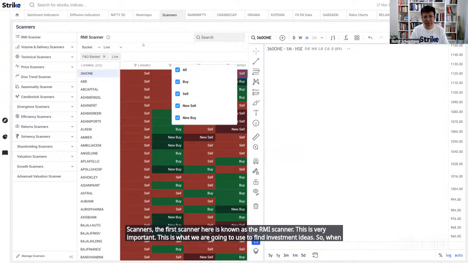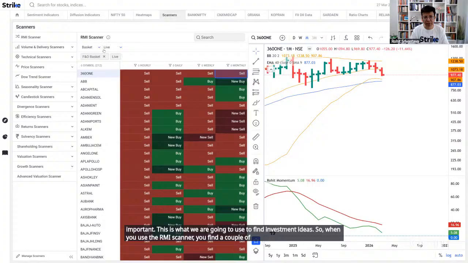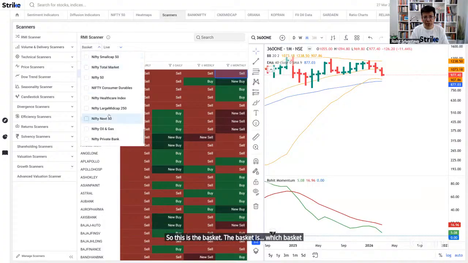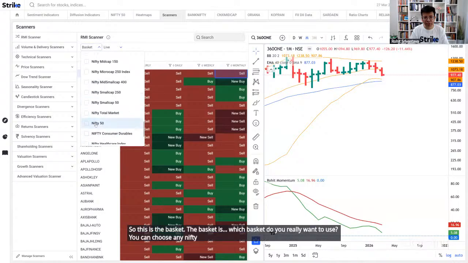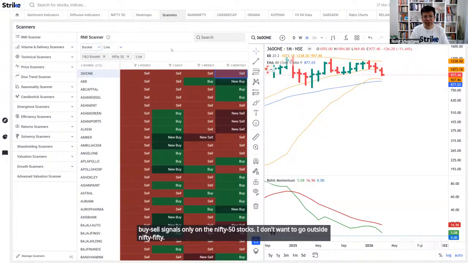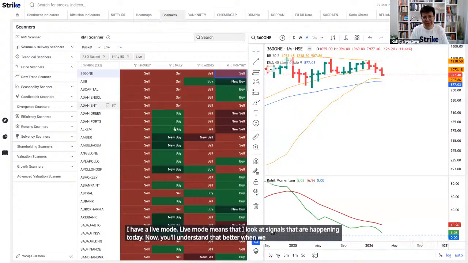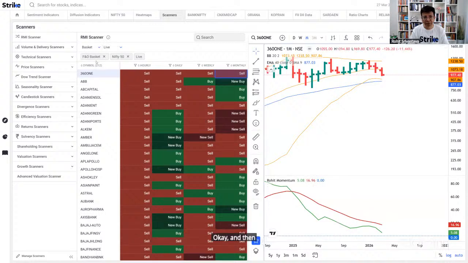So when you use the RMI scanner, you find a couple of options over here. First is the basket. The basket is which basket do you really want to use. You can choose any Nifty 50 or whatever. Say, okay, I want to know buy sell signals only on the Nifty 50 stocks. I don't want to go outside Nifty 50. Then fine, I scan only on the Nifty 50. I have a live mode. Live mode means that I look at signals that are happening today. Now you'll understand that better when we actually do a scan. I'll tell you why I'm using live mode. And then whatever I've chosen shows up here.